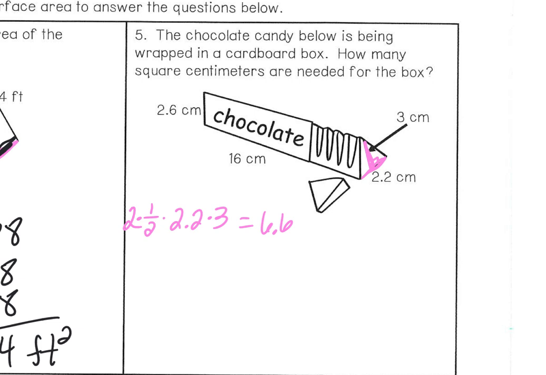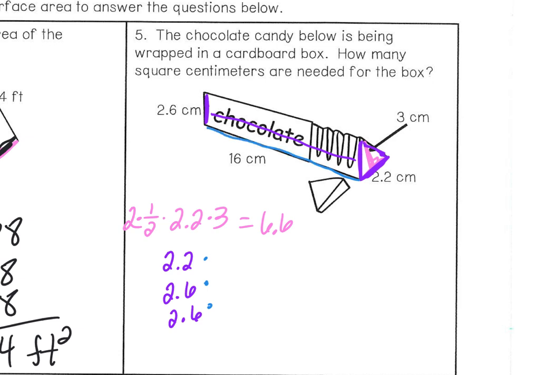So then what we're going to do next is go all the way around the triangle. The bottom of the triangle is 2.2. The side of the triangle here goes all the way back here. It's the same side. It's 2.6. So those are not the same. And then we're going to look at this side. Well, this side here is also 2.6. And then we're going to take that and multiply each of these by the length of the prism.